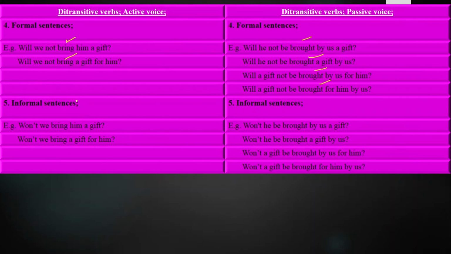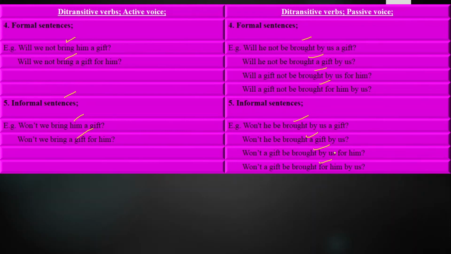At the end we will have the informal sentences. Their complete name is interrogative, negative, informal sentences. What are interrogative, negative, informal sentences? Those sentences in which we ask questions, deny the statement, and we ask them in an informal way are called informal sentences. Won't we bring him a gift, won't we bring a gift for him, won't he be brought by us a gift, won't he be brought a gift by us, won't a gift be brought by us for him, won't a gift be brought for him by us.